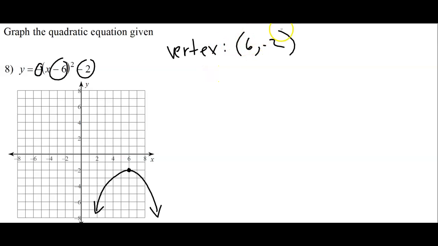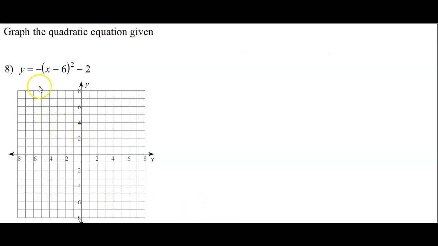So on the quiz, I'll really just be looking to see, did you get your vertex right, and is the U going in the correct direction? Okay, and that will do it.